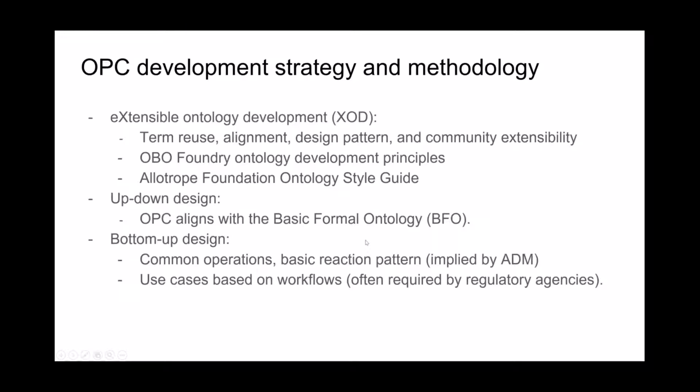And then the strategy we want to follow, we call it extensible ontology development strategy. So basically, it will include term reuse, alignment, and design patterns. So if the terms are already there from existing ontologies, we are going to import them, and all the terms together will be aligned with the BFO. And then for new terms, we are going to design new design patterns, which will be consistent with the community, with AFO. And then we're going to use the design pattern to add new terms.